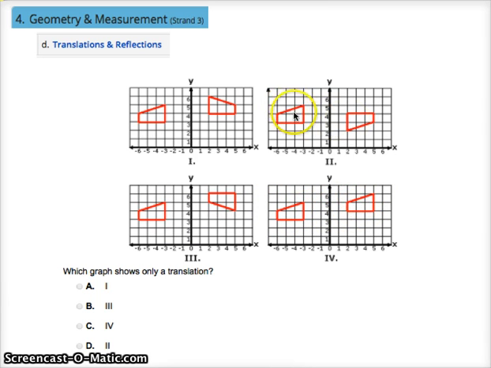And this one's been flipped upside down. That's not a slide. So a translation's a slide. Roman numeral 4, it goes with C. That is a translation, just a slide.